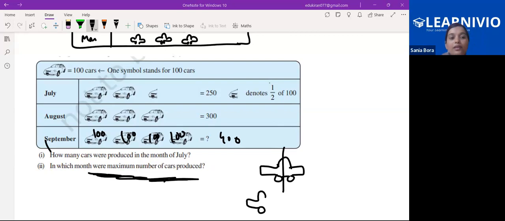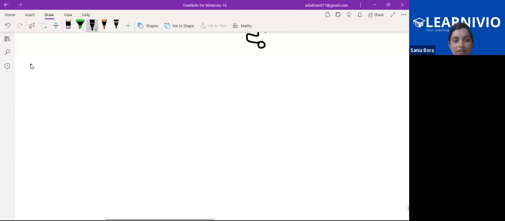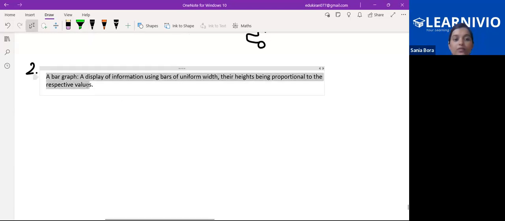Okay, now I will give you one more. Let's just start with the second one, which is bar graph. So first of all, ma'am, what is a bar graph? A bar graph is a display of information using bars. Okay, clear? A bar graph displays information with bars of uniform width.